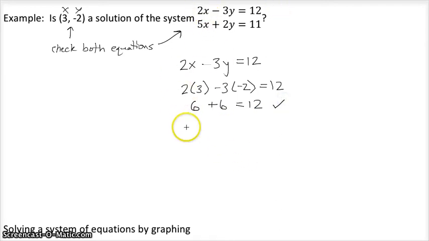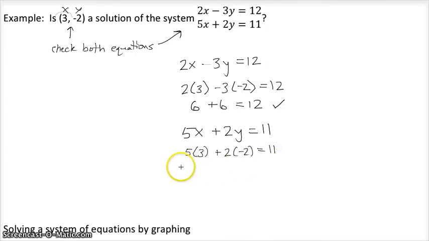We're not done though. So I got to check the second one. 5x plus 2y equals 11. So I got to check the exact same thing for 3 comma negative 2. So 5 times 3 plus 2 times negative 2, that better give me 11. Well, let's check. 15 plus a negative 4. Does that give me 11? Yes, it does. So 11. This works for both equations, so it is a solution.